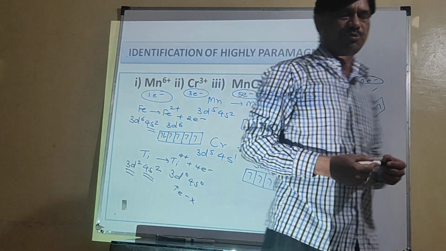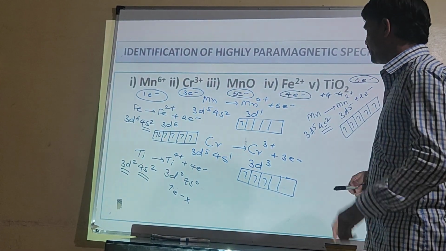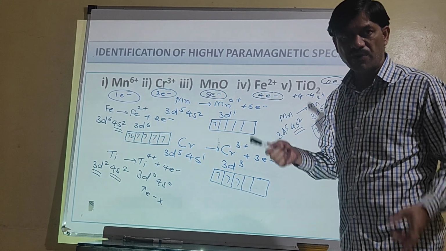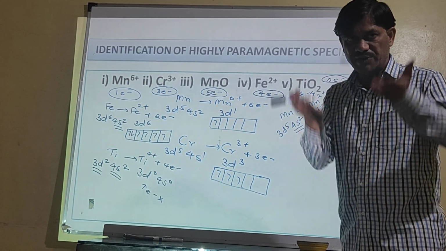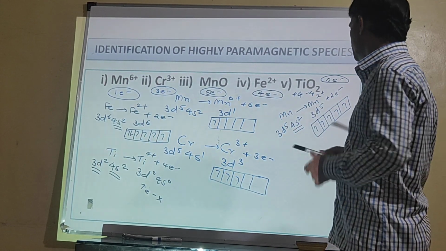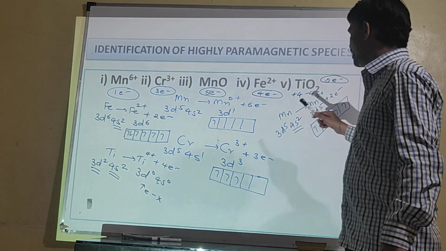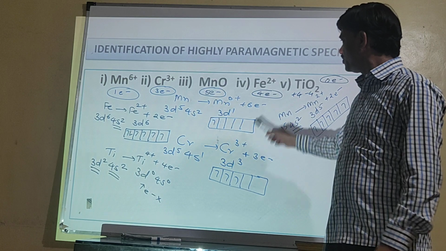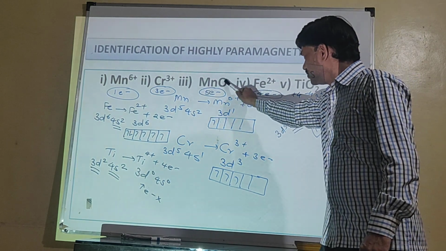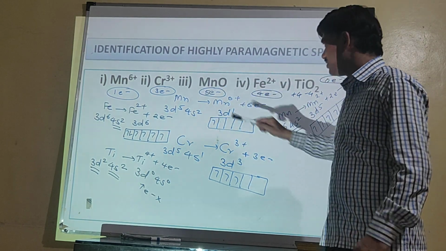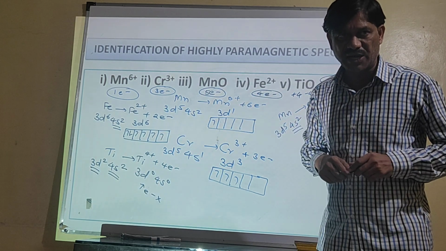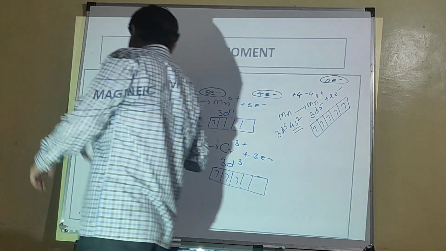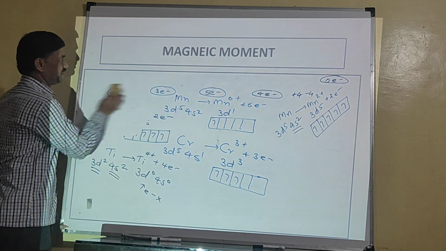Now all the species are explained in detail. What is our criteria? Species should have a large number of unpaired electrons, so that it will be highly paramagnetic. So here 0, no question. What about this one? 1 unpaired electron, here 3 unpaired electrons, here 4 unpaired electrons, this one carries 5 unpaired electrons. So which is highly paramagnetic? The Mn plus 2 ion. This is highly paramagnetic.